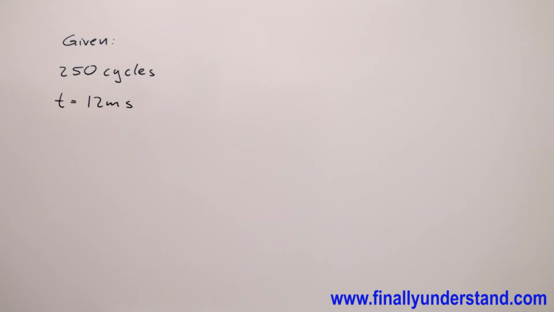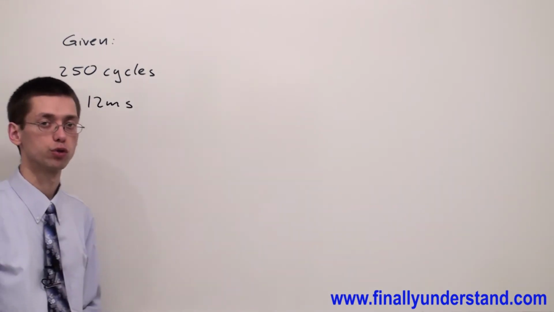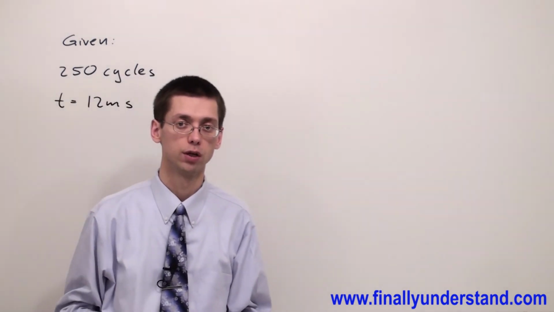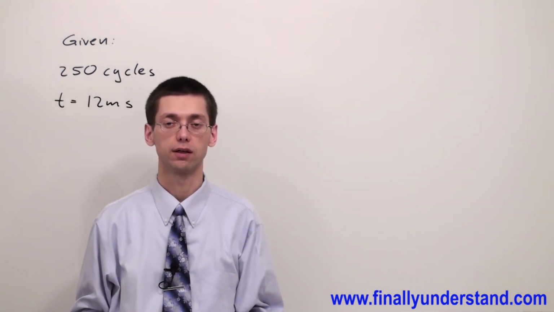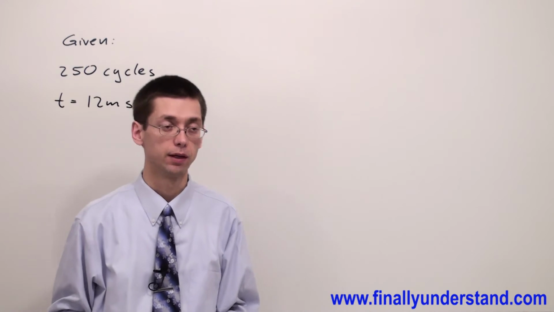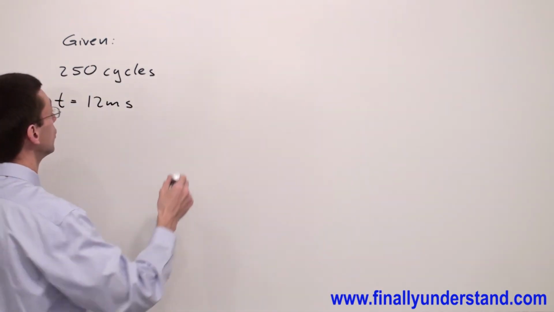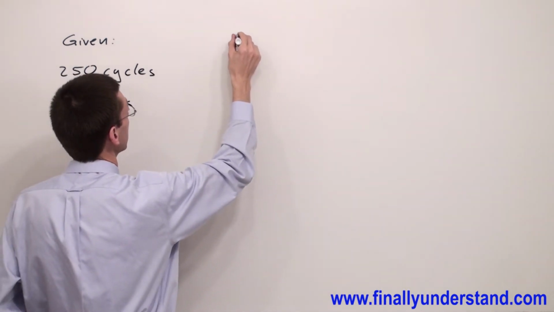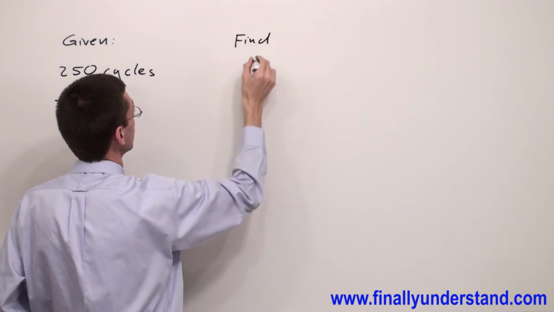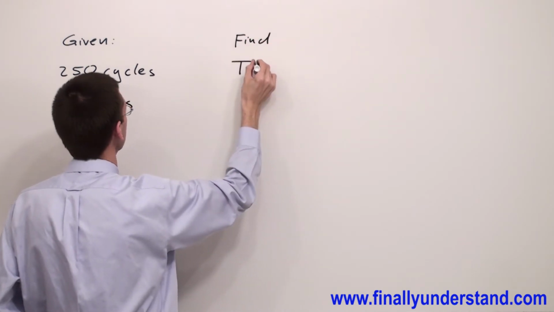Determine the period of a sinusoidal waveform that goes through 250 cycles in 12 milliseconds. The very first thing you're supposed to always do in electronics is write everything that is given. Next, you're supposed to write everything we're supposed to find. We're supposed to find the period.